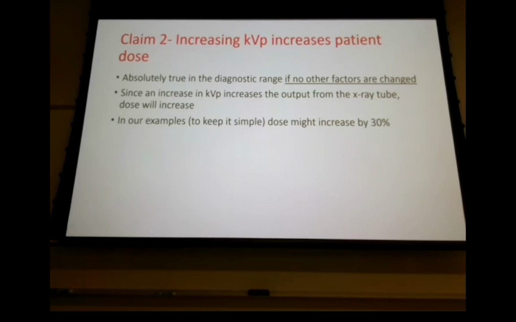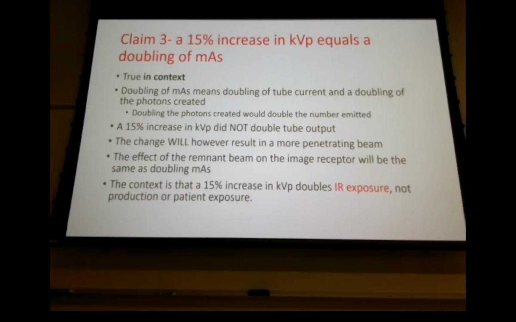So in our example, just to keep it simple, we're going to say dose is increased by 30%. So if you were to double mass, how much would your patient exposure change? Double. It'd be double, right. So higher kVp then is a more patient-friendly means of adjusting your image receptor exposure. So more on that here in a bit.